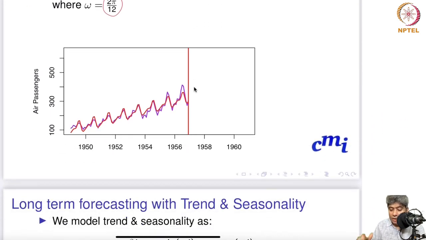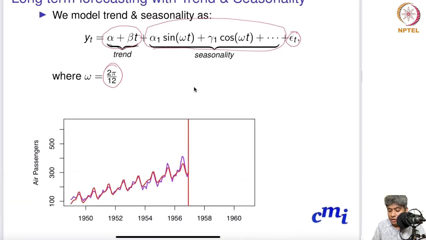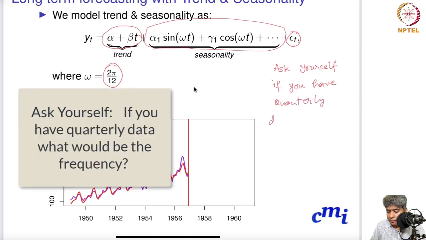If we had quarterly data, what would be the frequency? Just figure out, ask yourself, take a break, maybe pause your video for 5 minutes, and ask yourself: if you have quarterly data, what would be your omega or frequency? So 2 pi by what, which value should you use?